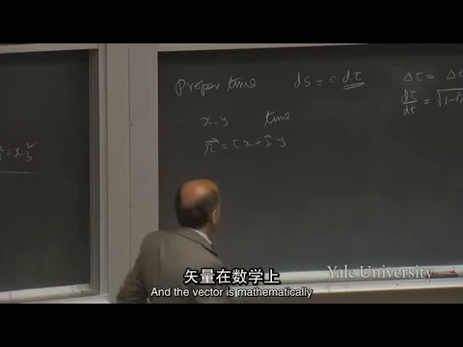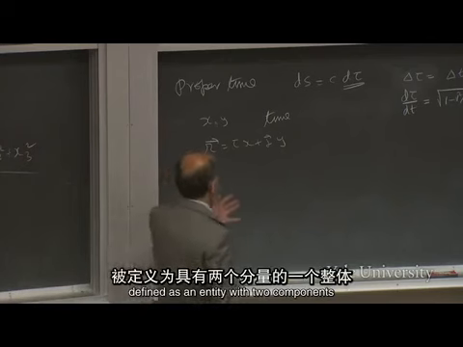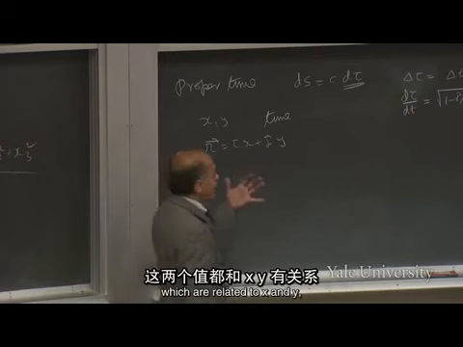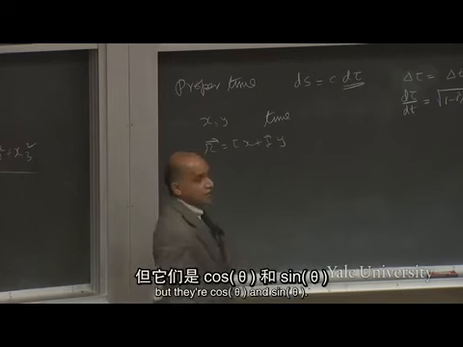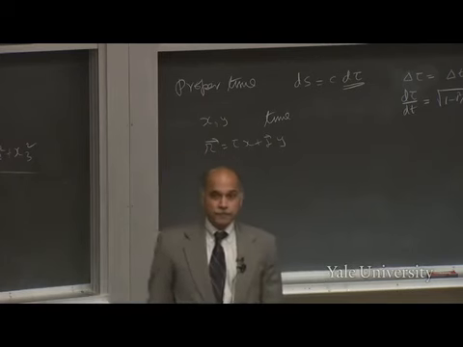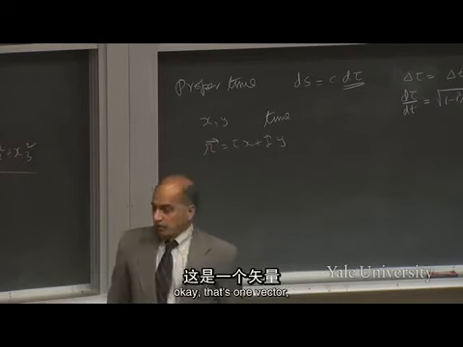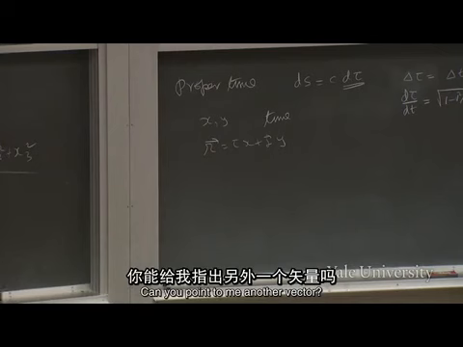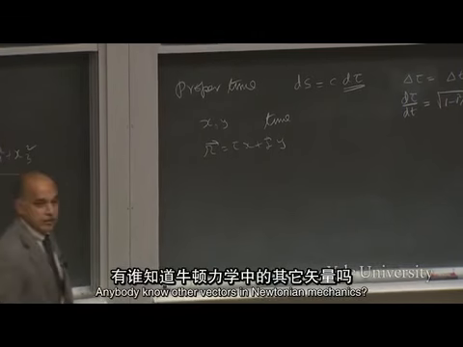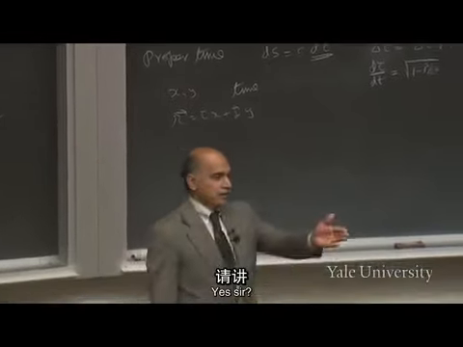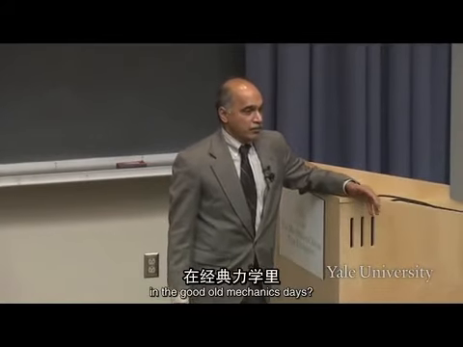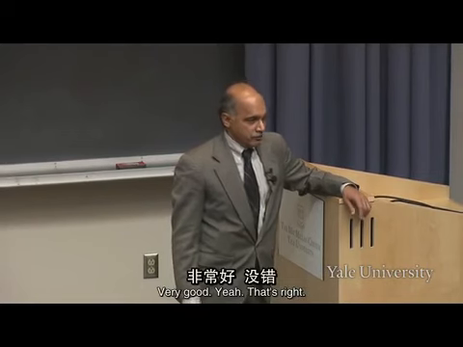And the vector is mathematically defined as an entity with two components, so that when you rotate the axis, the components going to x prime and y prime, which are related to x and y with the cos thetas and sin thetas. That's defined to be a vector. Now, if I went to you and said, okay, that's one vector, the position vector, can you point to me another vector? Anybody know other vectors in Newtonian mechanics? Yes, sir. You don't know any other vectors? You know, in the good old mechanics days, the only vector you've seen is position? Velocity. Very good. Yeah, that's right.